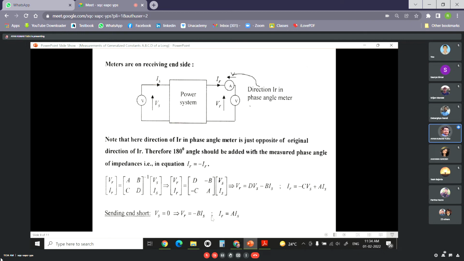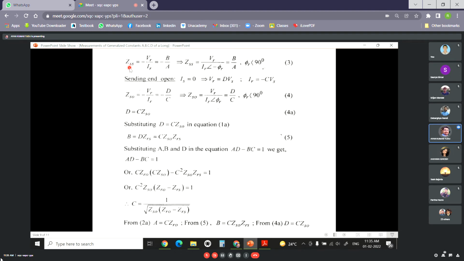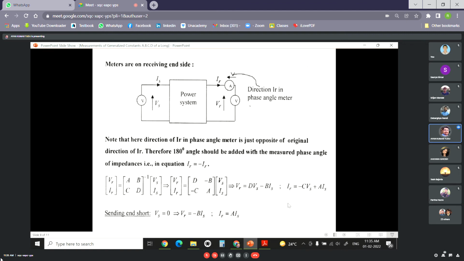When we are saying sending end short, in this condition VS would be equal to 0. So if we put VS equal to 0 in this equation, we get VR equal to minus B IS, and IR equal to A IS. Okay, so ZSS, sending end short, equal to minus VR by IR, which is equal to minus B by A.